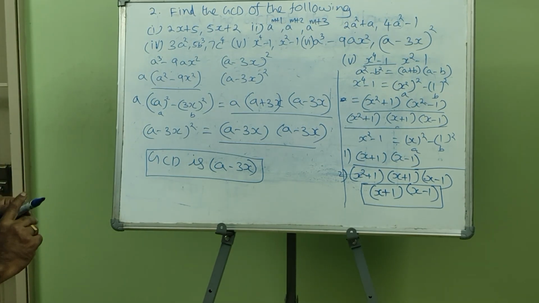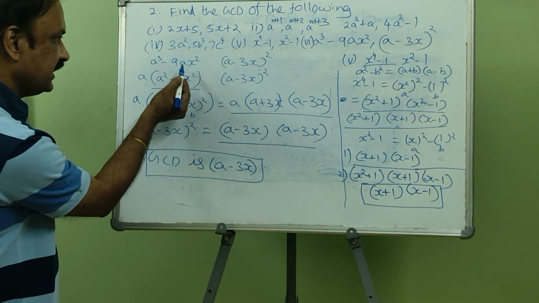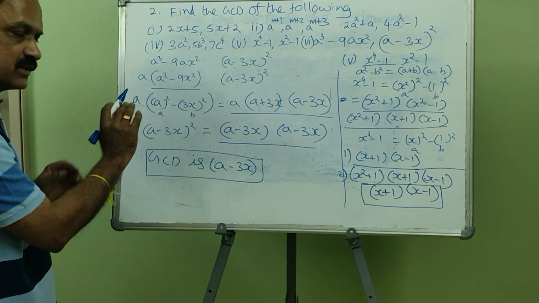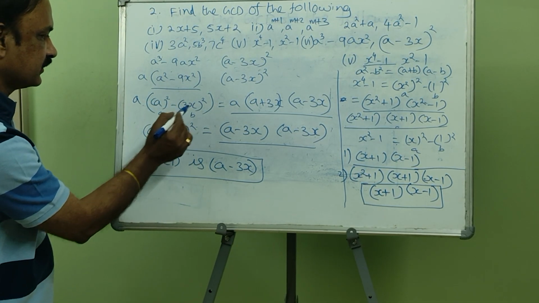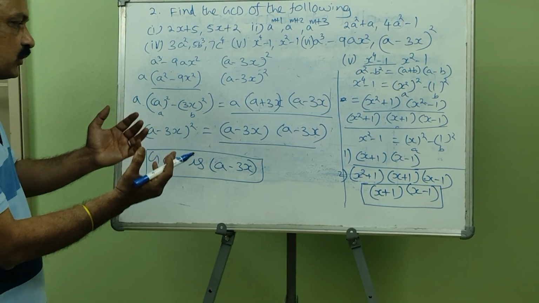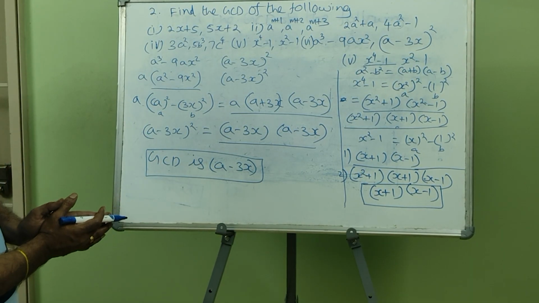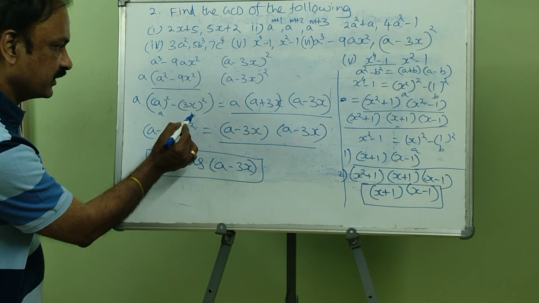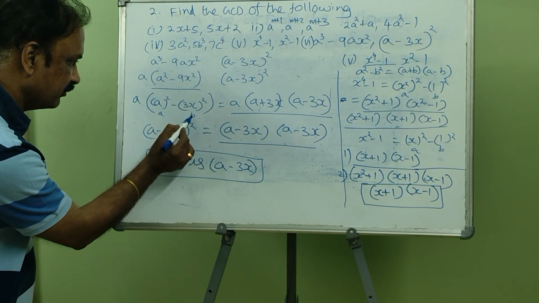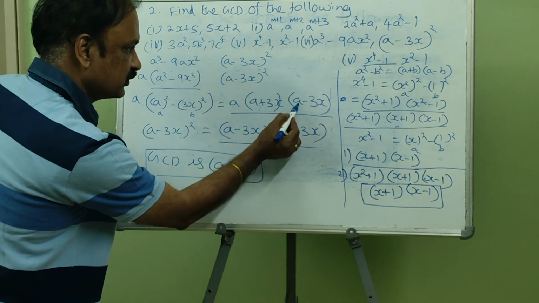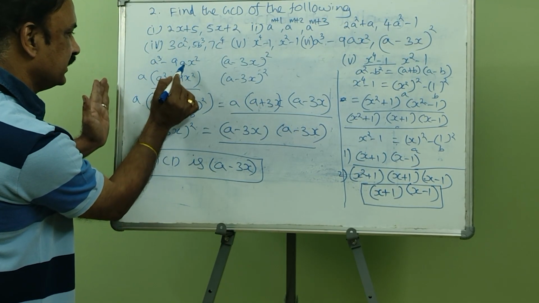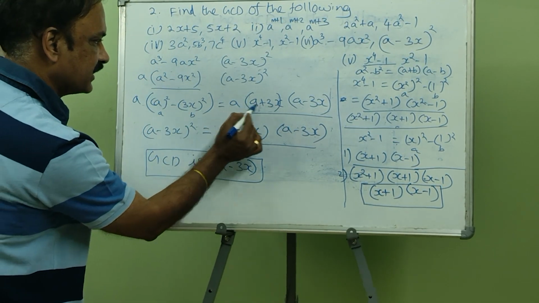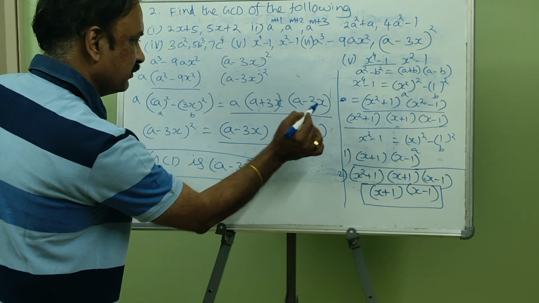So the trick is just to factorize this term, take a out, and then it becomes a square minus b square. a square minus 9x square, you write this as a square minus b square form, which is (a plus b) into (a minus b). So a is here a and b is 3x. So (a plus 3x) into (a minus 3x). We have factorized a cube minus 9ax square as a into (a plus 3x) into (a minus 3x).